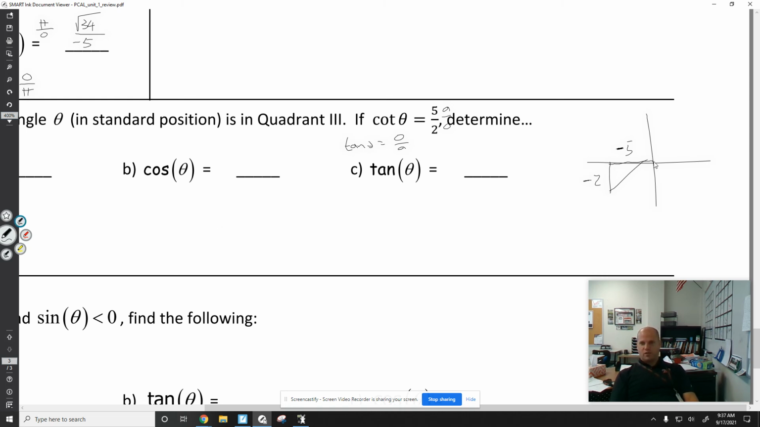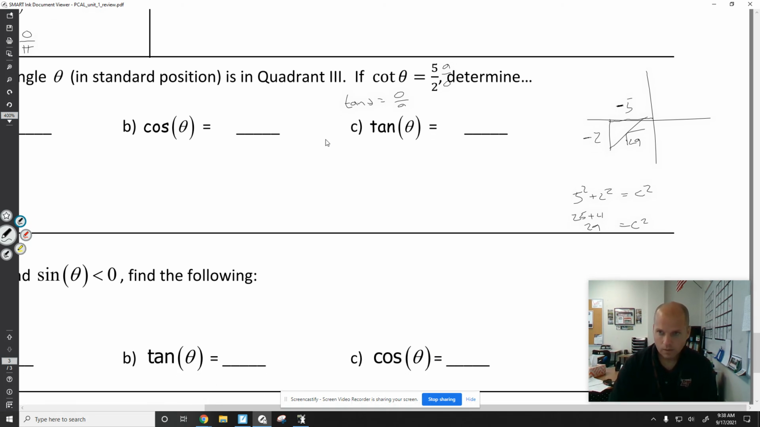Let's use the Pythagorean theorem to find the hypotenuse length. So 5 squared plus 2 squared, it's 25 plus 4, c squared. So 29 is c squared. So c is root 29. Can't really simplify that. I'm going to leave it like that, though. So, I don't love the triangle. This should be coming out from the origin.